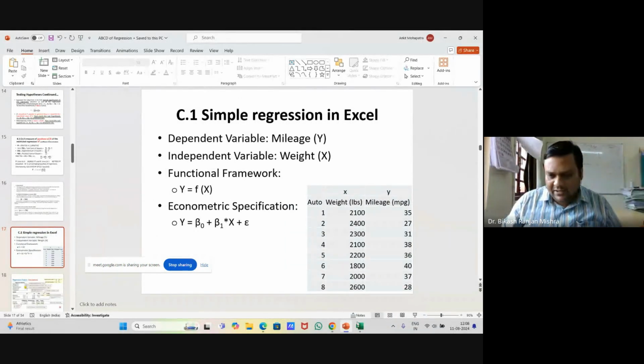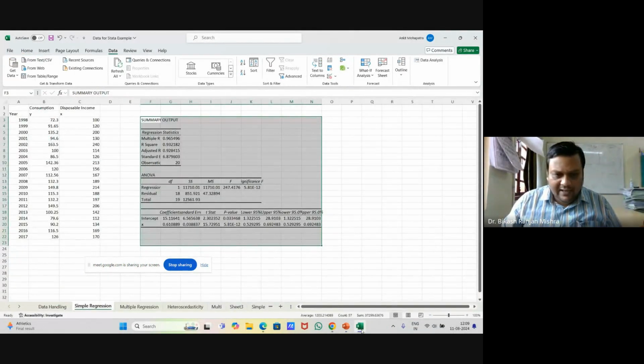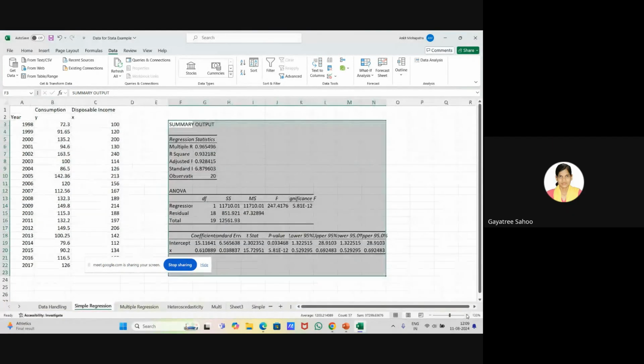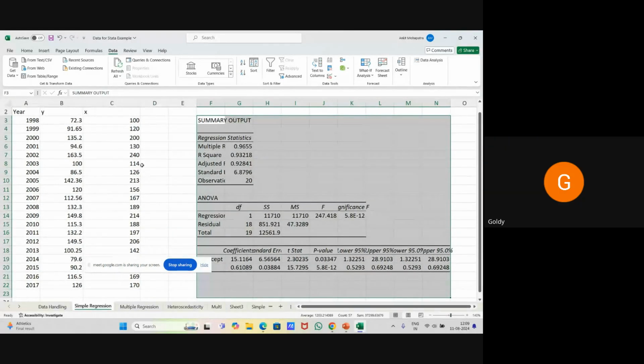Now what happens over here, if you can go to the Excel file, is the Excel file visible to all of you? Yes, sir. Is the Excel sheet visible? Yes, sir. Okay. Thank you.